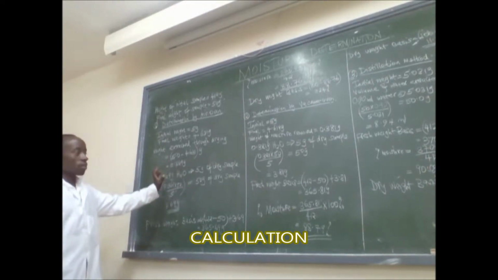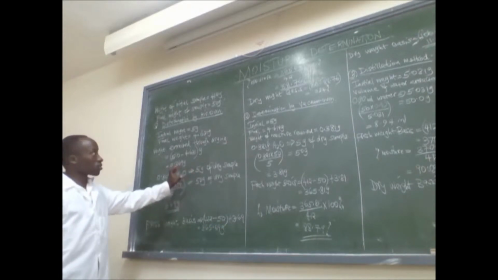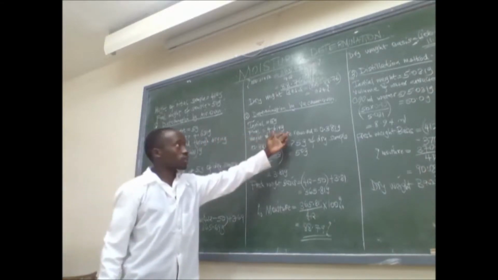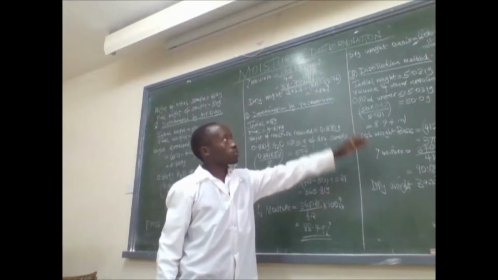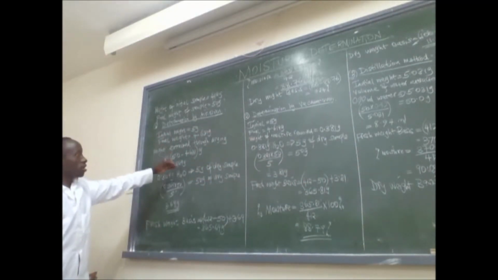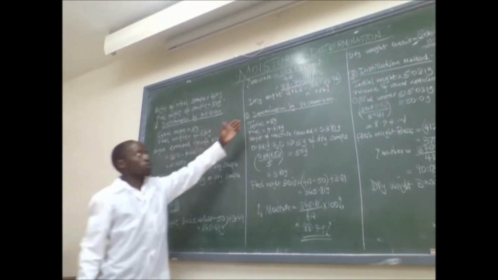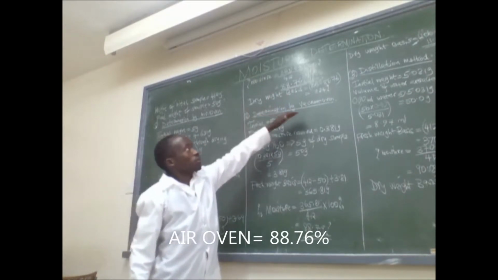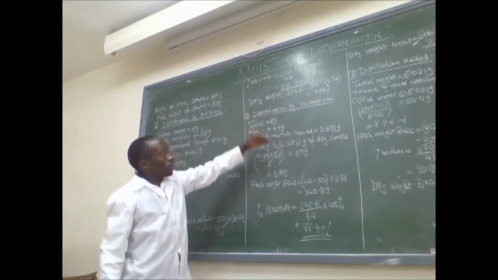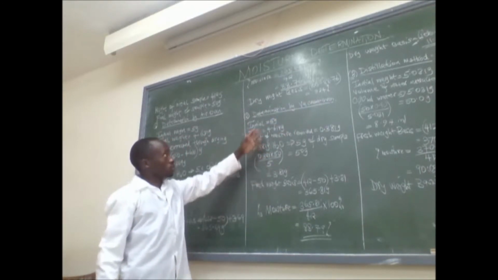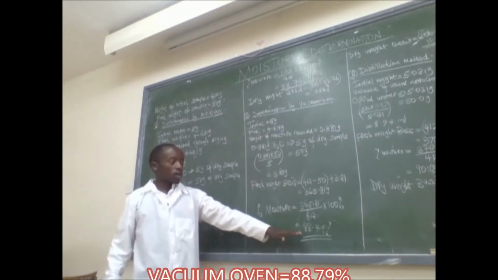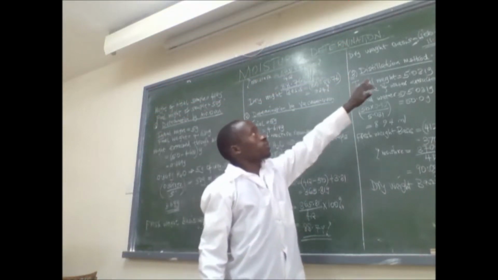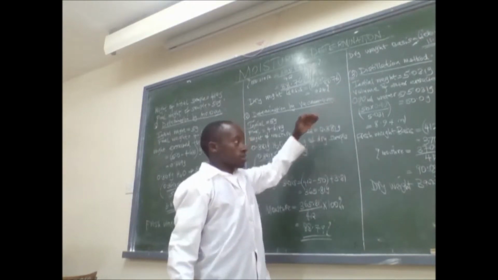In our calculations and in our experiment, we had 3 methods that were used: the first method was determining the moisture by air oven, then we used the vacuum oven, and finally we used the distillation method. In the air oven, the moisture content of our sample was 88.76 on wet weight basis, whereas on dry weight basis we had 11.4. In the case of the second method, the vacuum oven, we got 88.79 on wet weight basis, whereas we had 11.21 on dry weight basis.